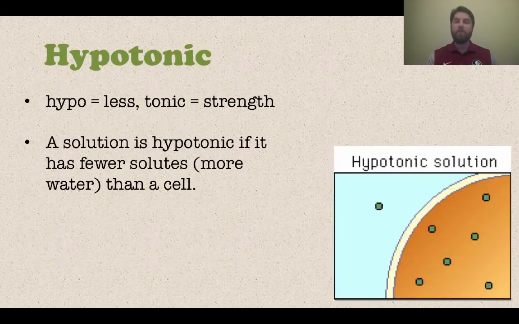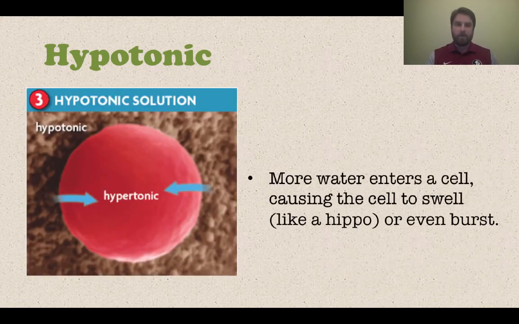So now the last one is hypotonic, that is less strength. A solution is hypotonic if it has fewer solute than a cell. You see there in the picture we've got a tiny amount of solute on the outside with a lot more on the inside. So what do you think is going to happen here? Well, if you have a cell put in a hypotonic solution, there is more solute in the cell than there is outside. Therefore, water is going to want to rush into the cell to make those solutions equal. That's going to actually cause the cell to swell or even burst in some cases.